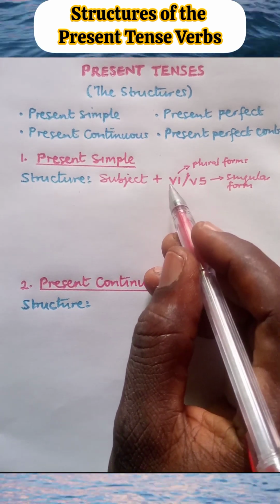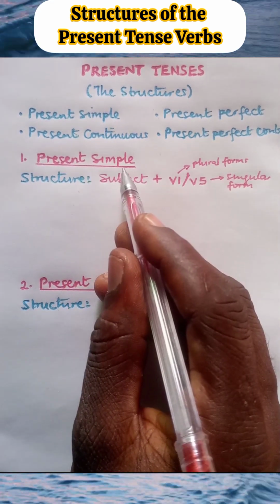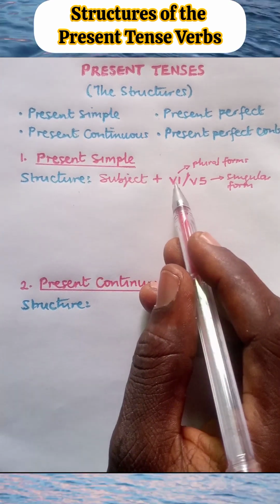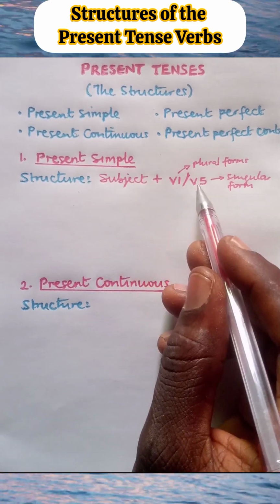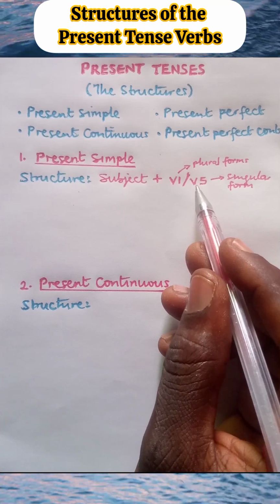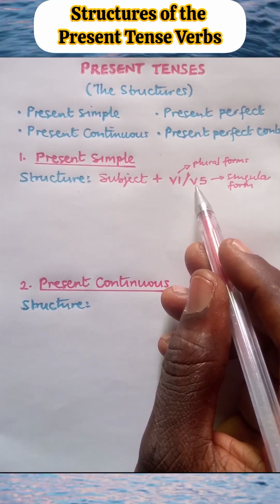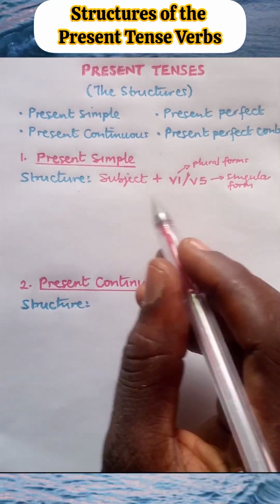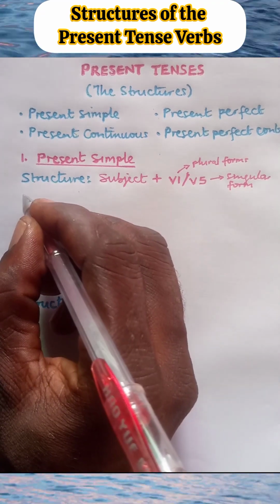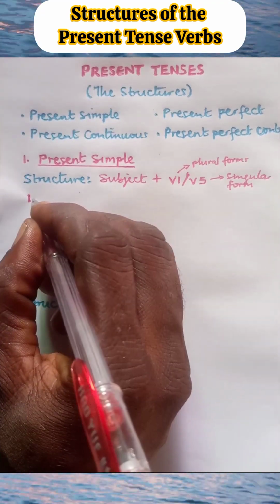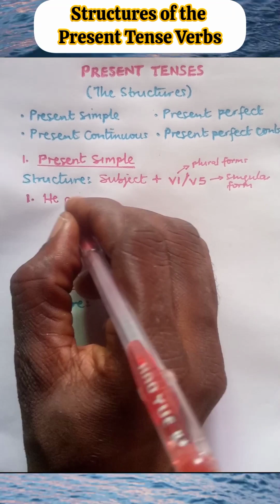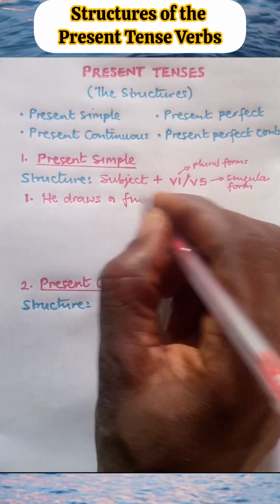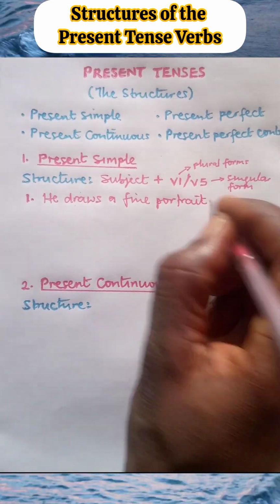Now, to form the present simple, the verb only needs to be a verb 1 or a verb 5 without the help or assistance of an auxiliary verb. Let us look at some examples. Number 1. He draws a fine portrait.